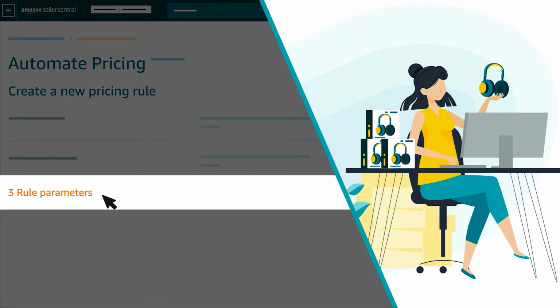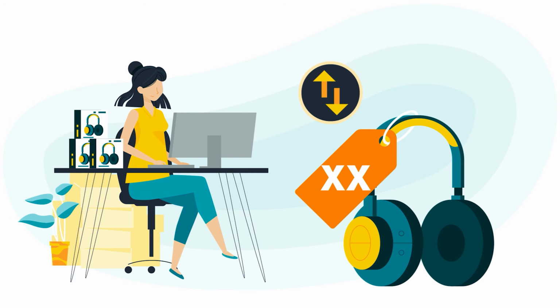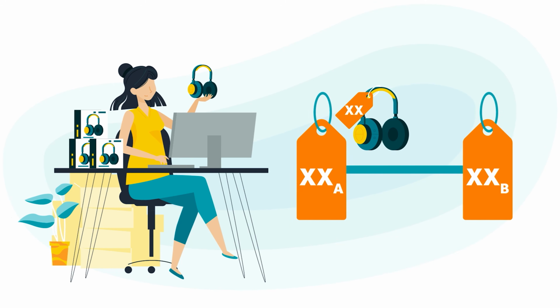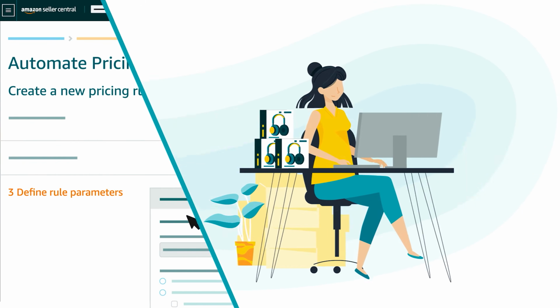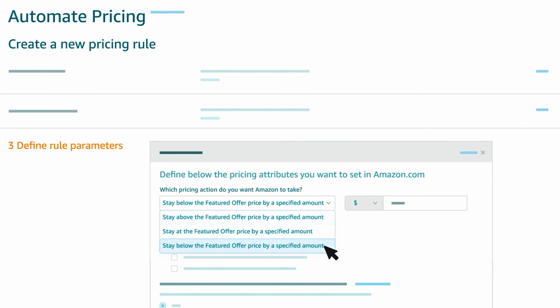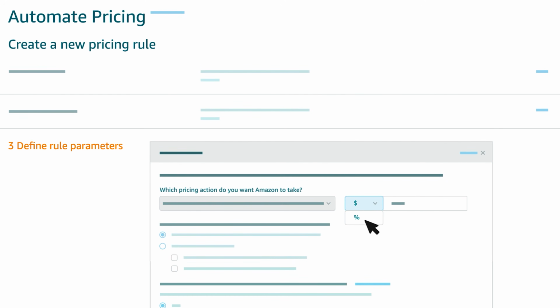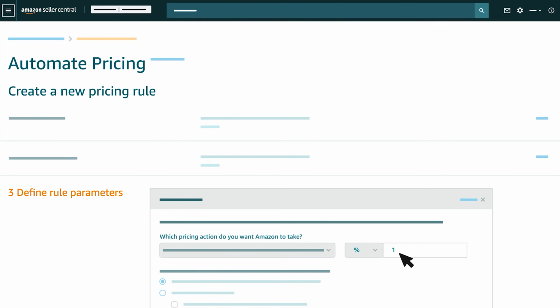You can think of rule parameters as bumpers. You'll use them to let Automate Pricing adjust your prices based on the rules you've set, but only within a certain price range. Use the drop-down menu to choose if you want to stay above, below, or at the reference price you selected for your rule. Then enter a dollar amount or percentage to adjust your prices. The minimum value you can enter is 1% or 10 cents, and the maximum is 90%.